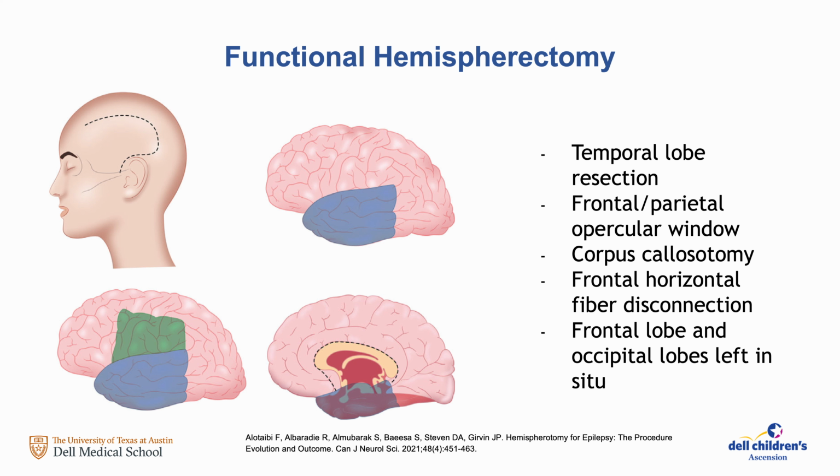So here's a nice image of Rasmussen's approach in response to the full anatomic resection. It was a temporal lobe resection, and a frontal and parietal opercular window, where you took out a portion of the frontal lobe and parietal lobe, which gave you access to the corpus callosum and midbrain structures. You did a corpus callosotomy and a frontal fiber disconnection, and the frontal and occipital lobes were left in place. So now you went from having this giant cavity on one side of your head to 2 decent-sized lobes still remaining, with the disconnection that proved to be still effective.